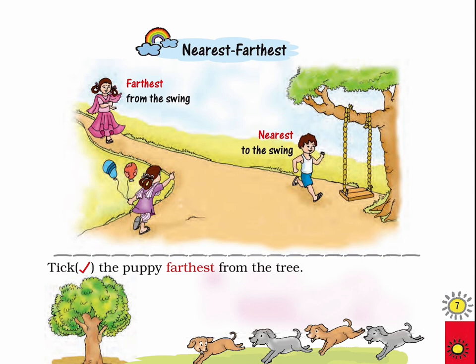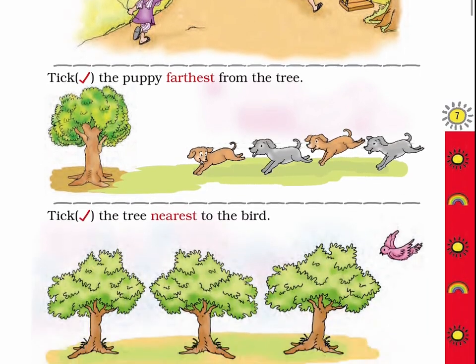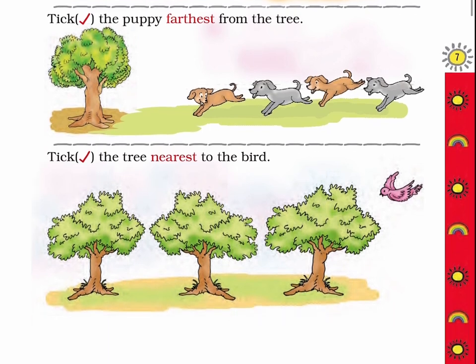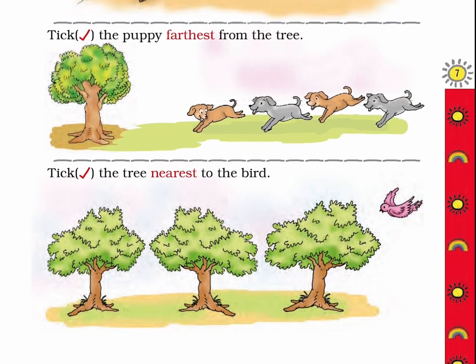Picture 2 shows a tree and 4 puppies running one after the other towards the tree. Question 1. Identify and tick mark the puppy farthest from the tree. Picture 3 shows 3 trees on the ground and a bird flying in the sky. Question 2. Identify and tick mark the tree nearest to the bird.